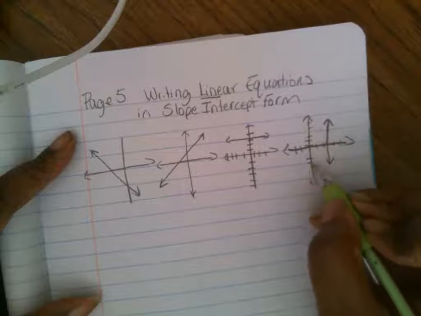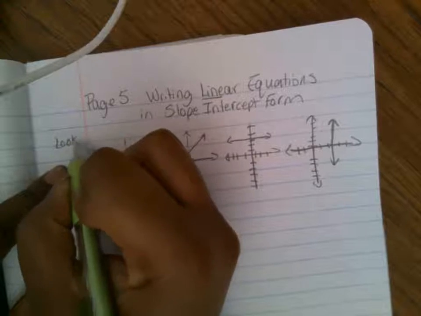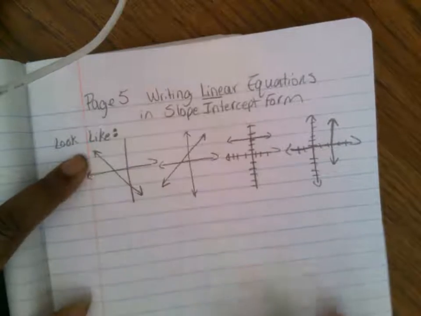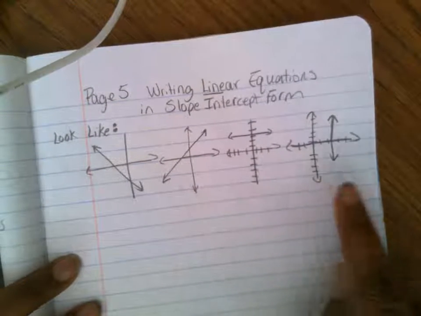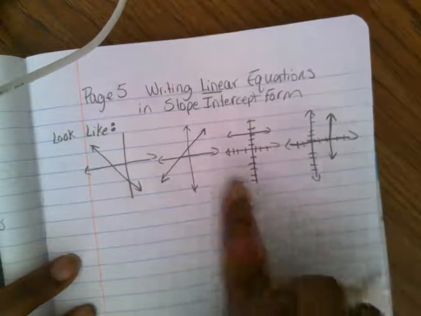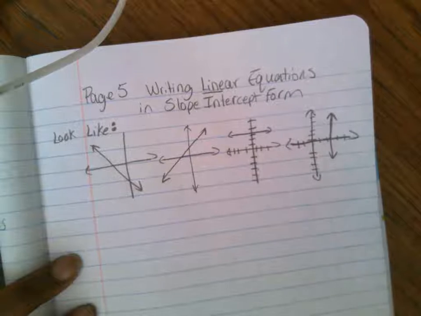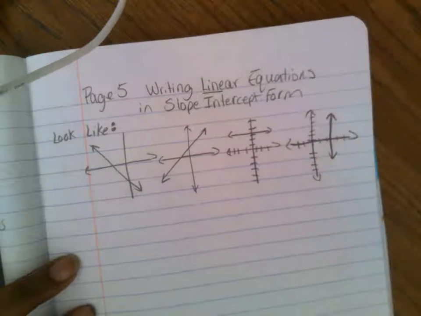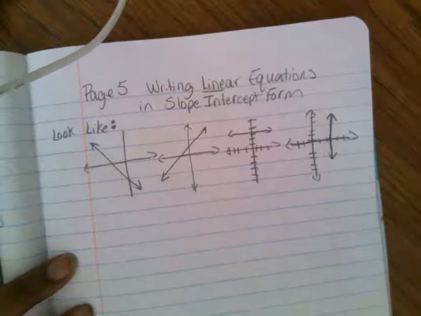And these are just rough draft pictures. These are what equations can look like. These are the different views of a linear equation: lines that go up, lines that go down, lines that are flat, lines that are vertical. All of these are linear equations because they are straight lines. I'm going to pause so you can write.